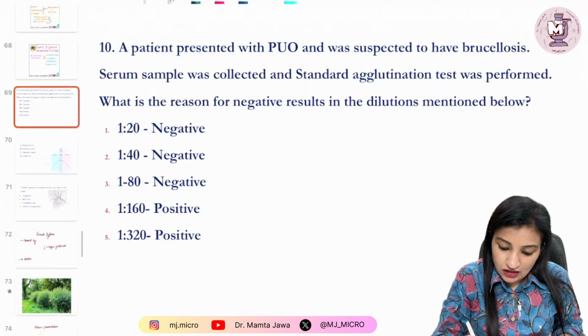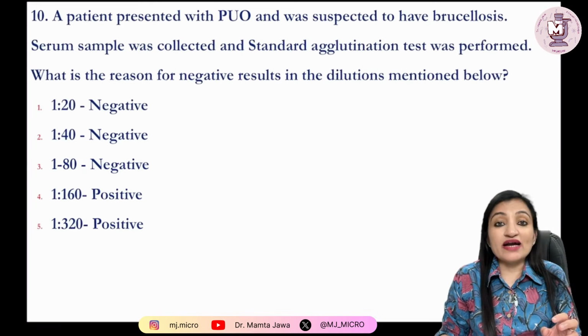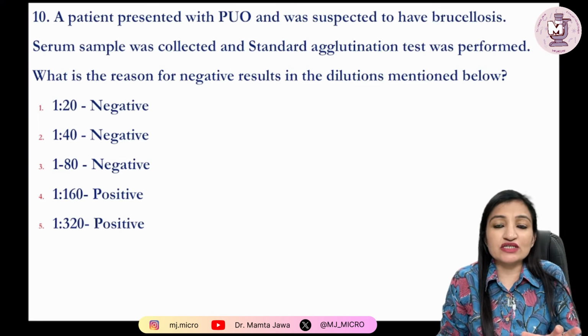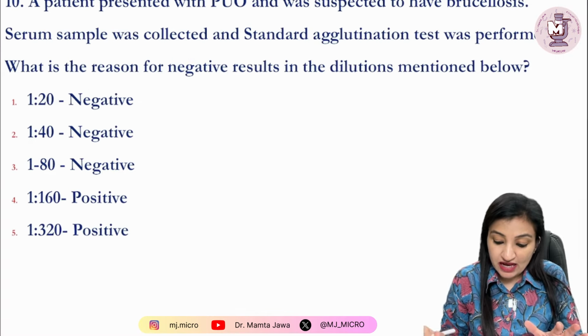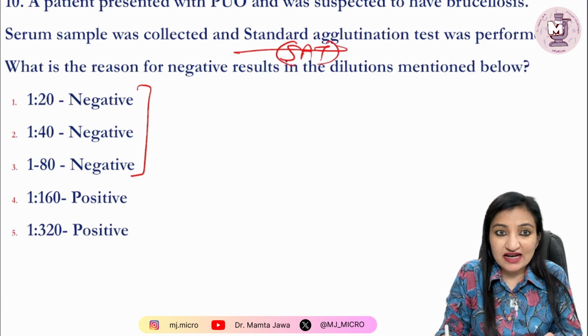All right. Okay, guys. Next question. A patient presented with PUO and was suspected to have brucellosis. Serum sample was collected and standard agglutination test was performed. What is the reason for negative results in the dilutions mentioned below? So at 1 in 20, 1 in 40, 1 in 80, what came? Negative result. Negative SAT. SAT by the way is the accepted short form for standard agglutination test.